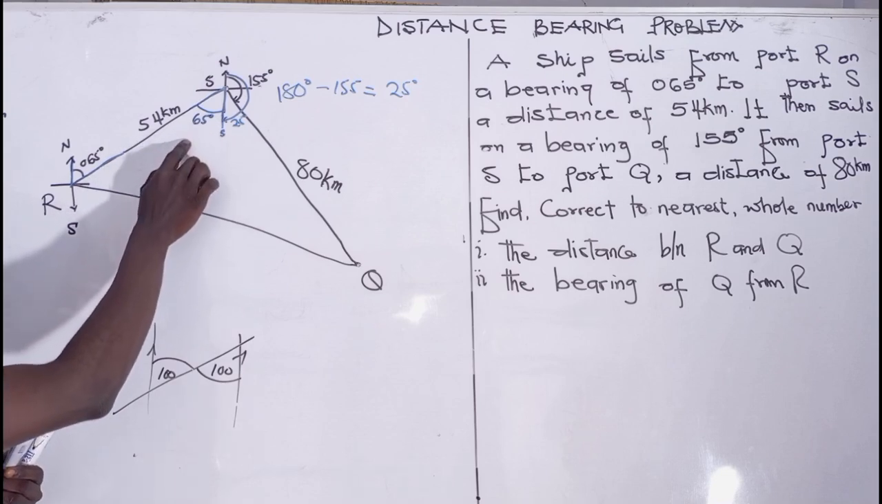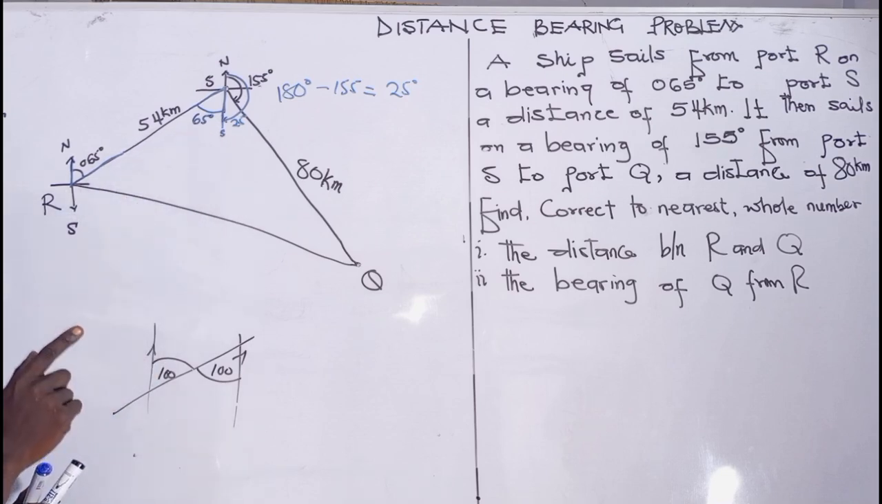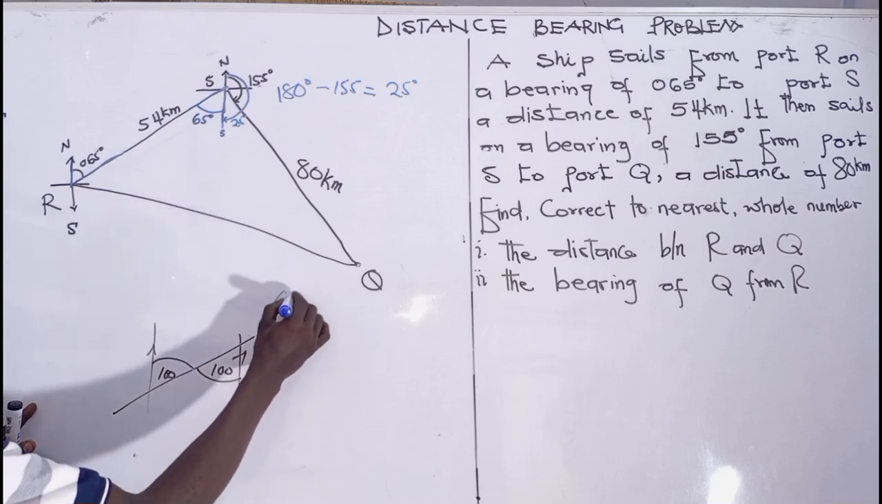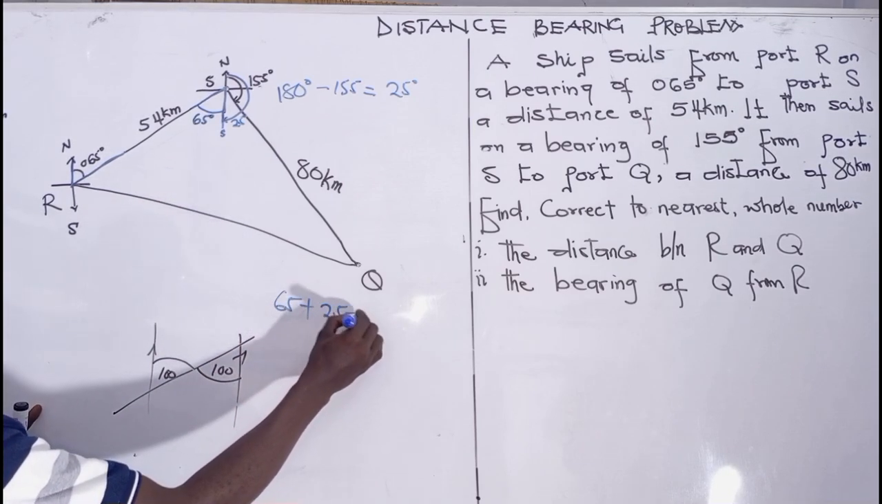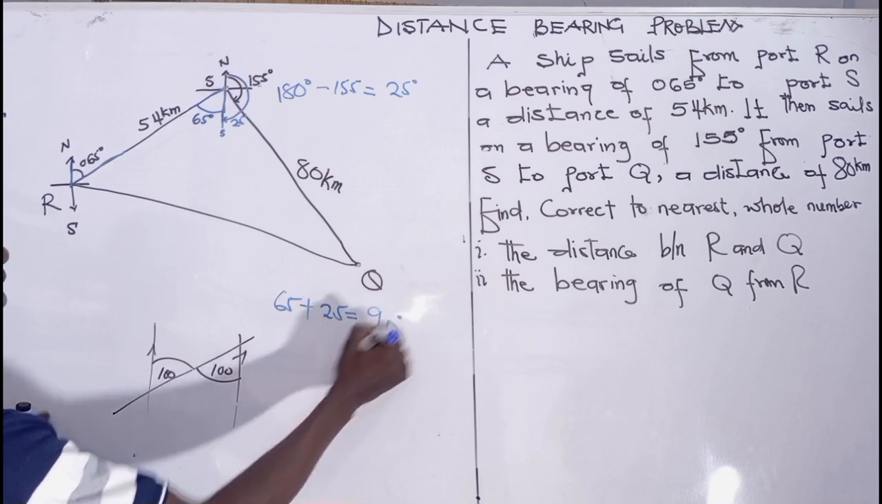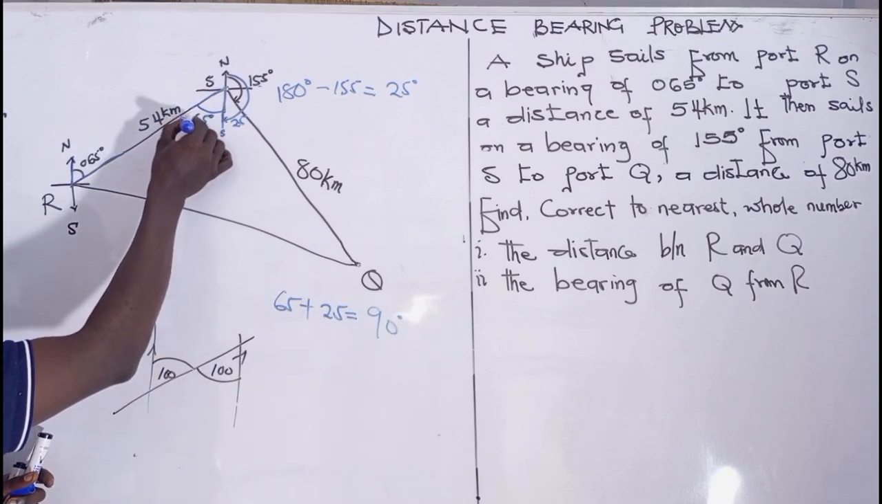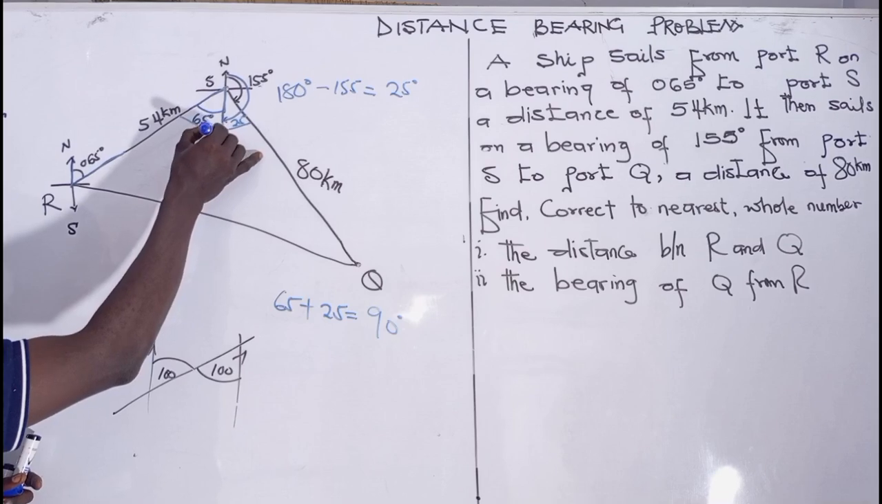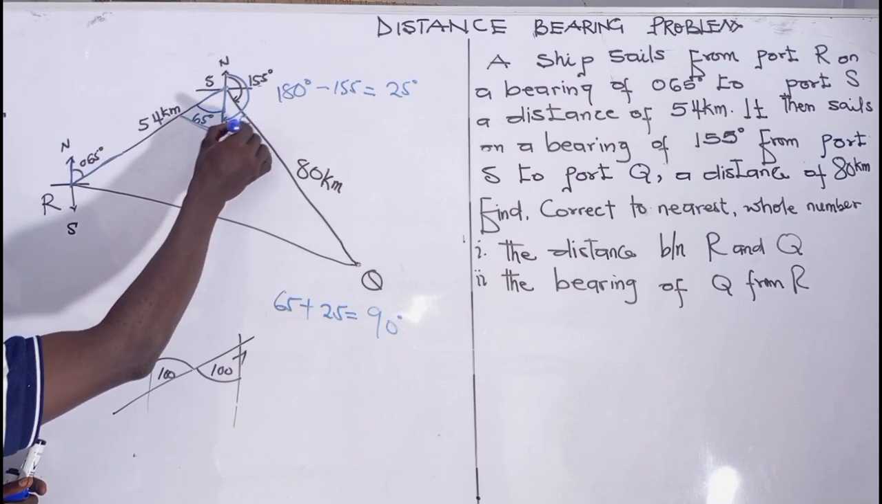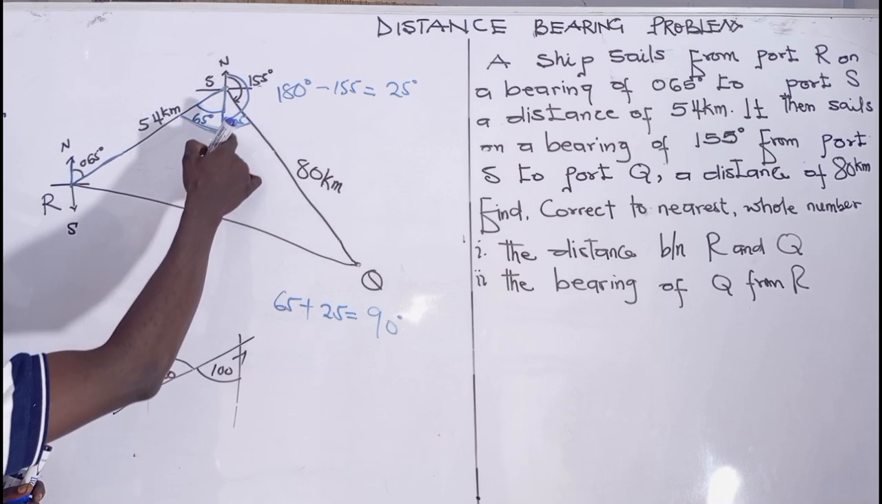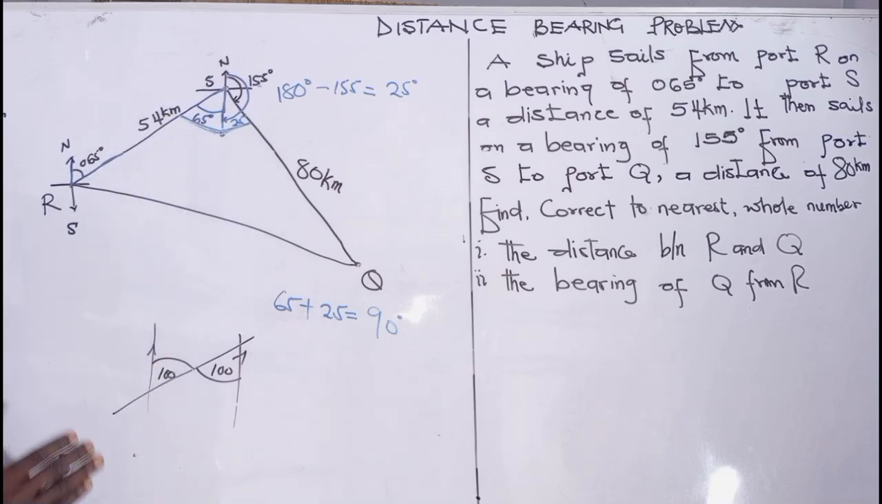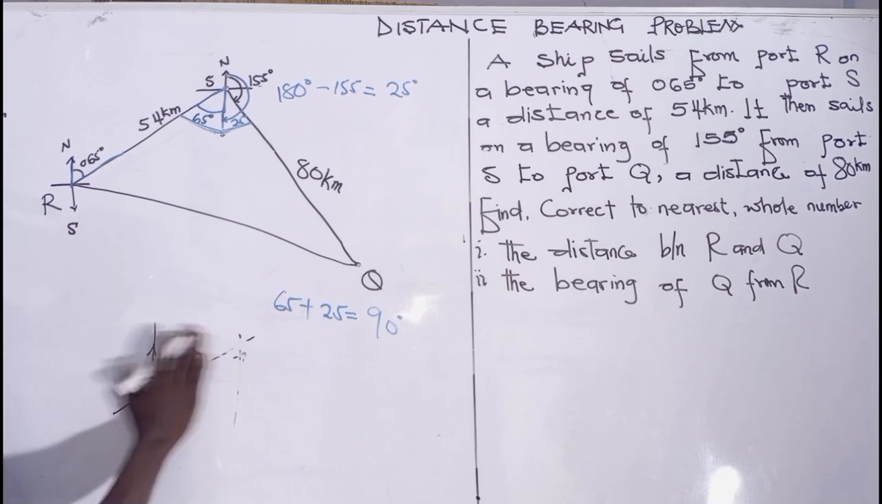Now once we find these two angles, let's sum them to see whether we are going to get 90 degrees or not. Now we have 65 degrees plus 25 degrees, that gives us what? 90 degrees. So it means that this transit angle is equal to what? 90 degrees. And whenever you have a triangle with one of the angles being equal to 90 degrees, we can use the Pythagoras theorem or the trigonometric ratios.